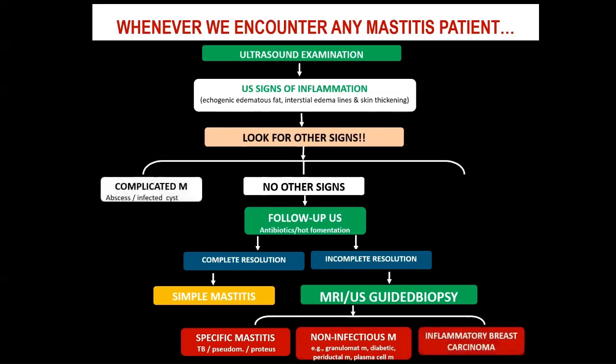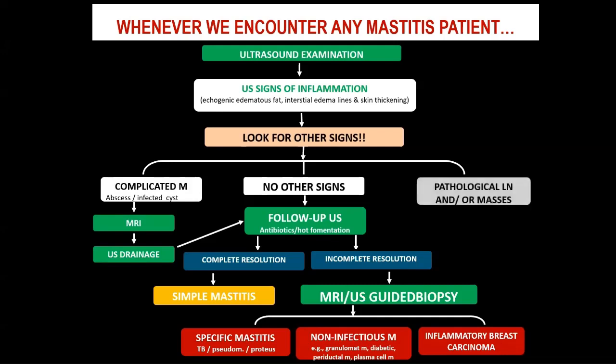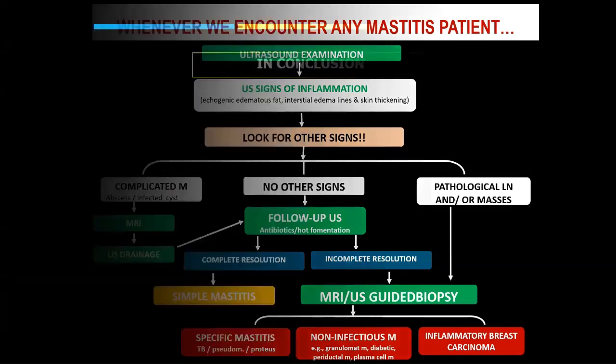If we look for other signs and then we find associated abscess cavities or sinus tract or infected cysts, we might need to perform an MRI examination, and we should drain this abscess cavity and do a follow-up ultrasound study to ensure that the patient reaches complete resolution. While if from the start we find pathological lymph nodes or mass lesions within the breast, we should proceed directly to contrast imaging and ultrasound-guided biopsy.